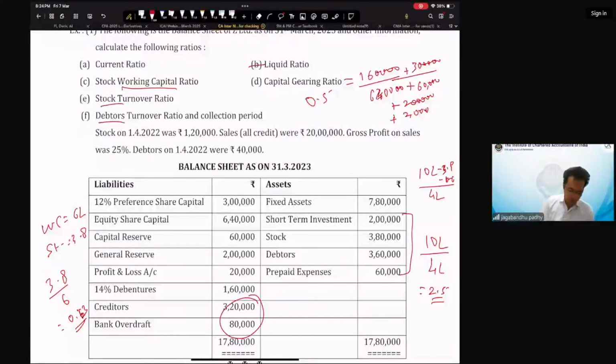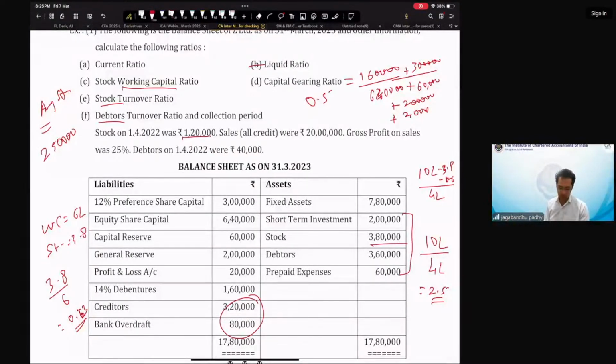Now for stock turnover and debtors turnover, you have to take the average figures because we have the stock number opening and also the closing stock. So first you need to get the average stock. How much is the average stock number? 3,80,000 plus 1,20,000 divided by 2, which is 2,50,000. Average stock is 2,50,000.